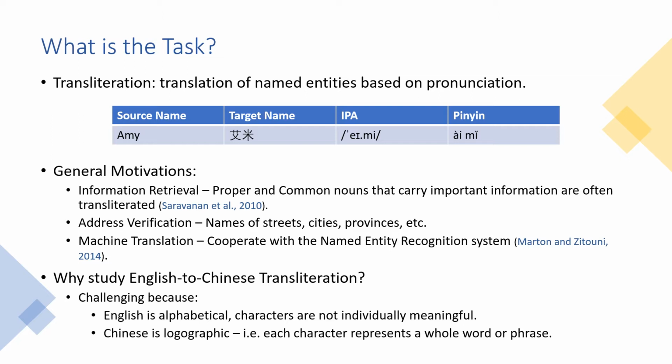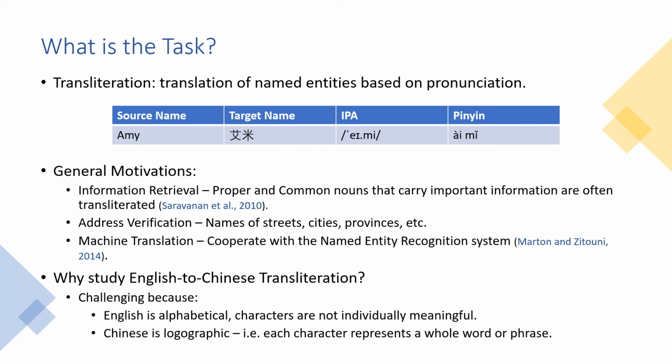So, why study English to Chinese transliteration? The reason is that it is challenging because English is an alphabetical language, whereas Chinese is a logographic language. Each Chinese character is a logogram that represents a whole word or phrase. However, for English, in most scenarios, characters need to form a sequence to really make sense.